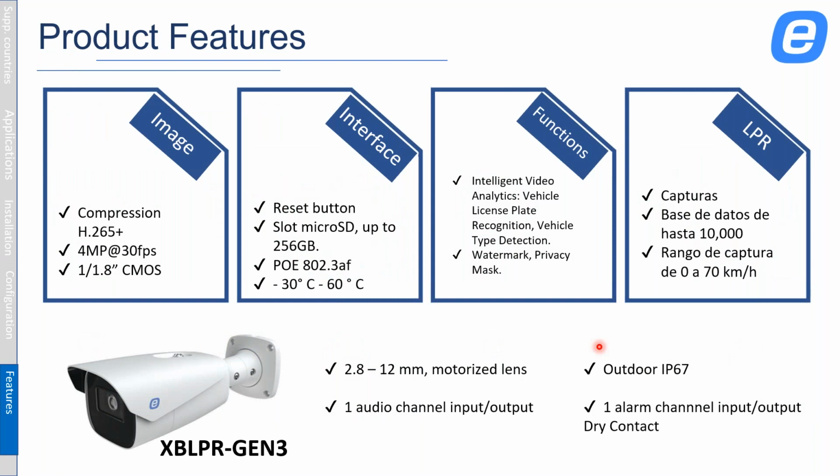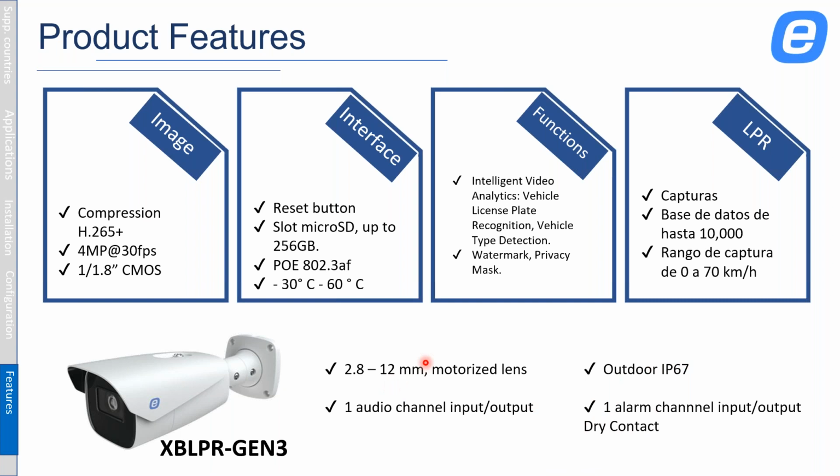This is the model and the product feature of the camera. The model is XB LPR Gen 3. It has a motorized lens of 2.8 to 12 millimeters. It's outdoor with an IP rating of 67. It has one audio channel, one for input and one for output. And it has one alarm channel, input and output, and it's a dry contact.